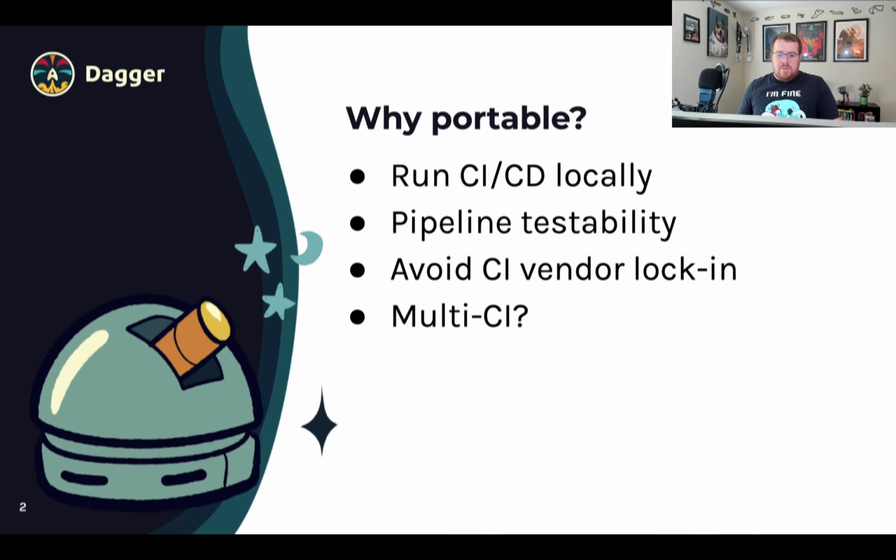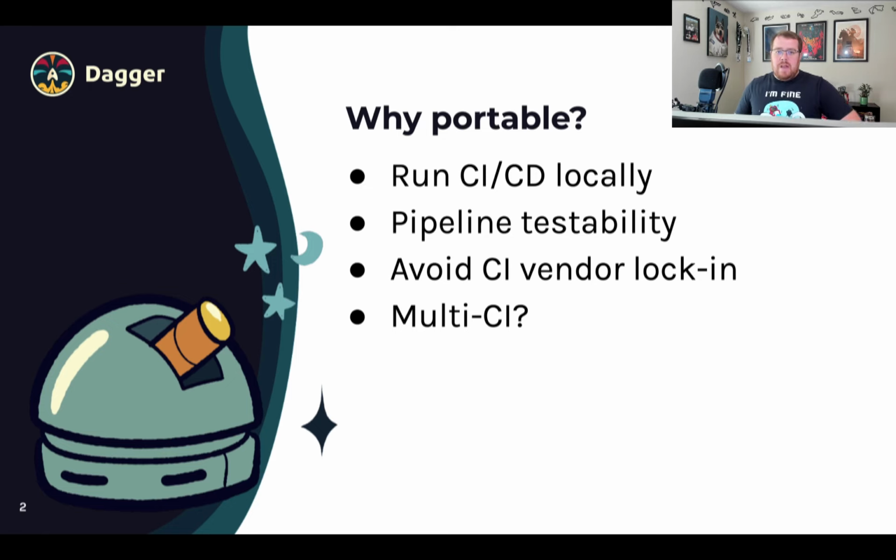So first off, why portable? What's the benefit of going portable here? The number one thing is you can run your CI/CD locally. Think about all that time you spend waiting when you make a commit. You push it up to GitHub or wherever, your CI/CD runs, and you're waiting for that feedback of whether your commit passed or failed. When you can run your entire pipeline locally, the same way it runs on your CI/CD platform, then you can have that instant feedback on the changes you've made.